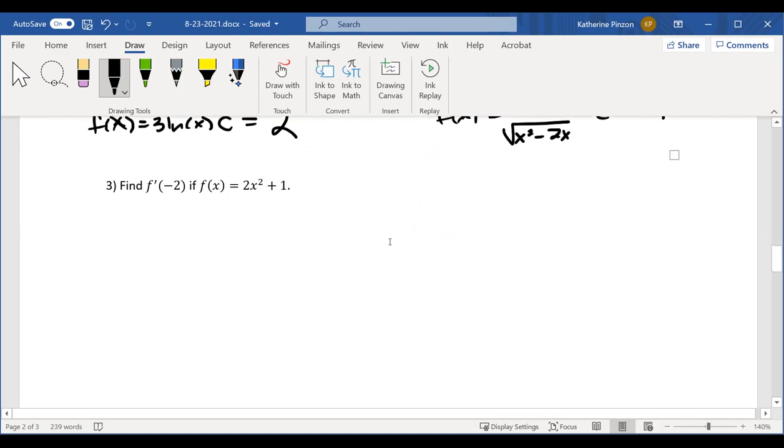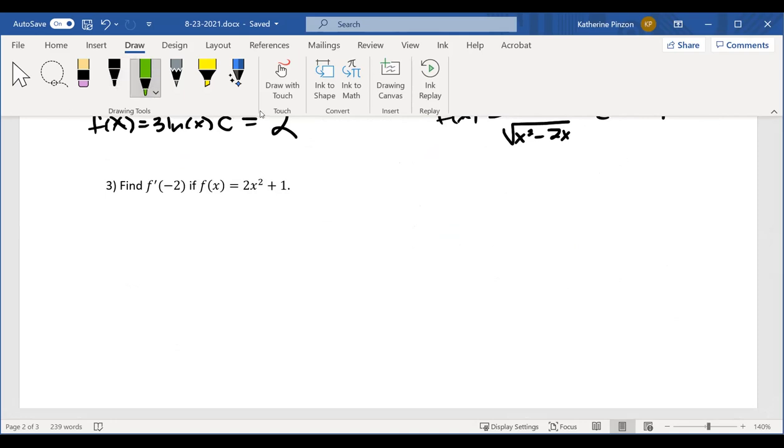This guy says, find f prime of 2 if f of x equals 2x squared plus 1. So find f prime of negative 2, sorry, find f prime of negative 2 if f of x is 2x squared plus 1. Okay, so what's your C in this case? Negative 2. It's the thing you're plugging in there to your derivative, okay? And we can use either definition. We can use the x minus c definition, or we can use the h definition. Doesn't matter. Use either one.